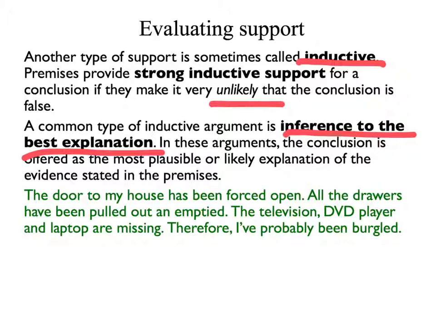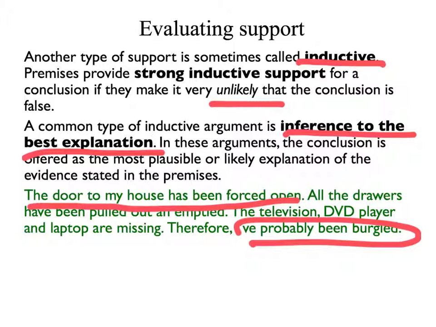So here's an example. Here we have some evidence stated in the premises. The door to my house has been forced open, all the drawers have been pulled out and emptied, the television, the DVD player and the laptop are missing. What conclusion can I draw from this? That I've been burgled. Because that hypothesis, that someone's broken in, is the most plausible explanation of these facts that are stated in the premises. There are maybe other possible explanations, but that's the most plausible one.